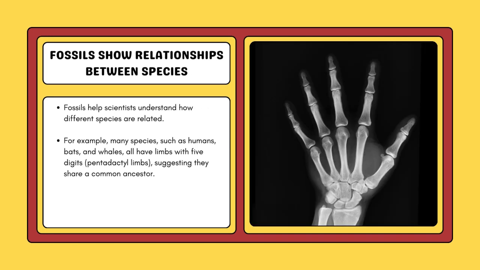Fossils show relationships between species. Fossils help scientists understand how different species are related. For example, many species, such as humans, bats, and whales, all have limbs with 5 digits, pentadactyl limbs, suggesting they share a common ancestor.